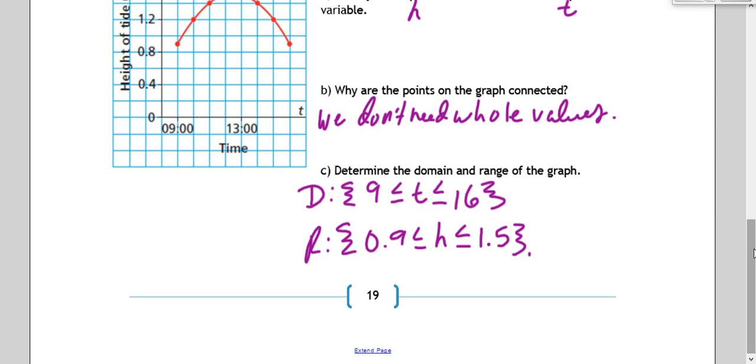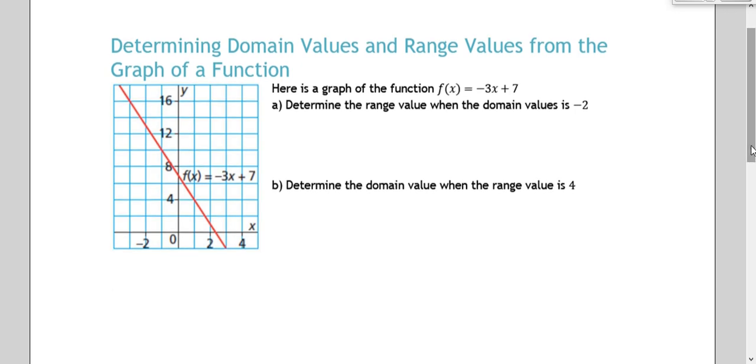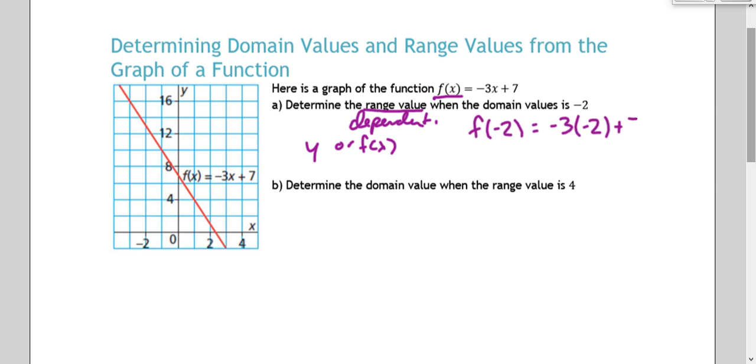And our last one, determining domain and range values from the graph of a function. So we have our function notation: f(x) is equal to -3x + 7. Determine the range value. So range value, we are looking for dependent, or y, or f(x), when the domain value is -2. So that says f(-2) is equal to -3(-2) + 7. 6 plus 7 is equal to 13. Let's check. So at -2, go up, up, up, boom. That looks like it's about 13.